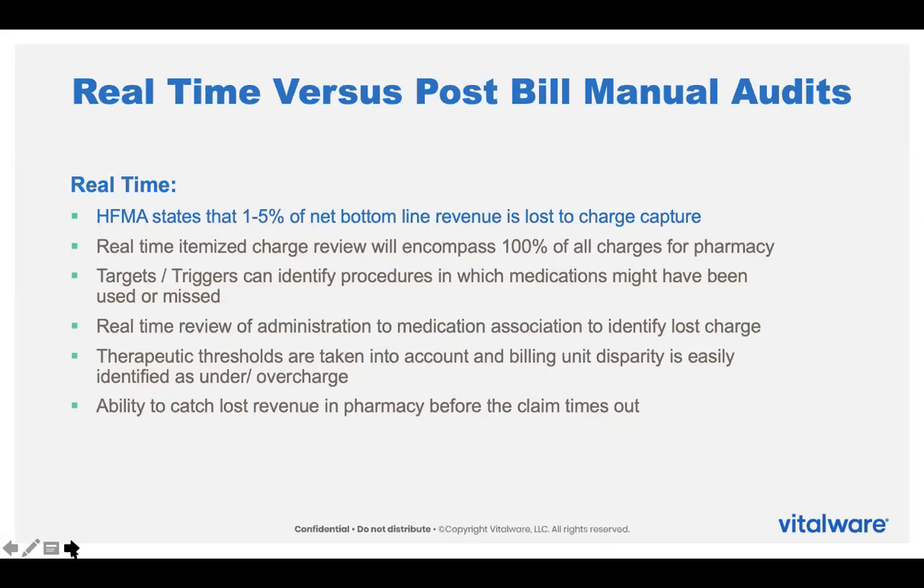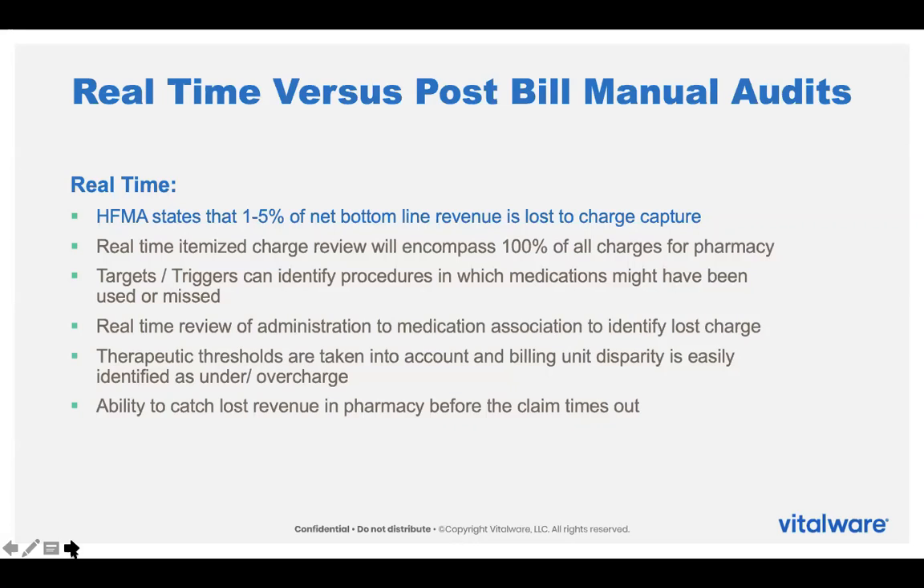The advantage of real-time versus manual. In real-time, HFMA stated that 1.5% of the bottom line revenue is lost to charge capture overall in a facility. A great preponderance of that is in the pharmacy and device area. Real-time itemized charges that pull in 100% of those charges are going to allow you to find patterns of behavior and fix it much sooner. Targets and triggers can do this in an automated way. So you would spend days, weeks, or months trying to do this manually for a couple of days, where a system can do it in a matter of minutes.